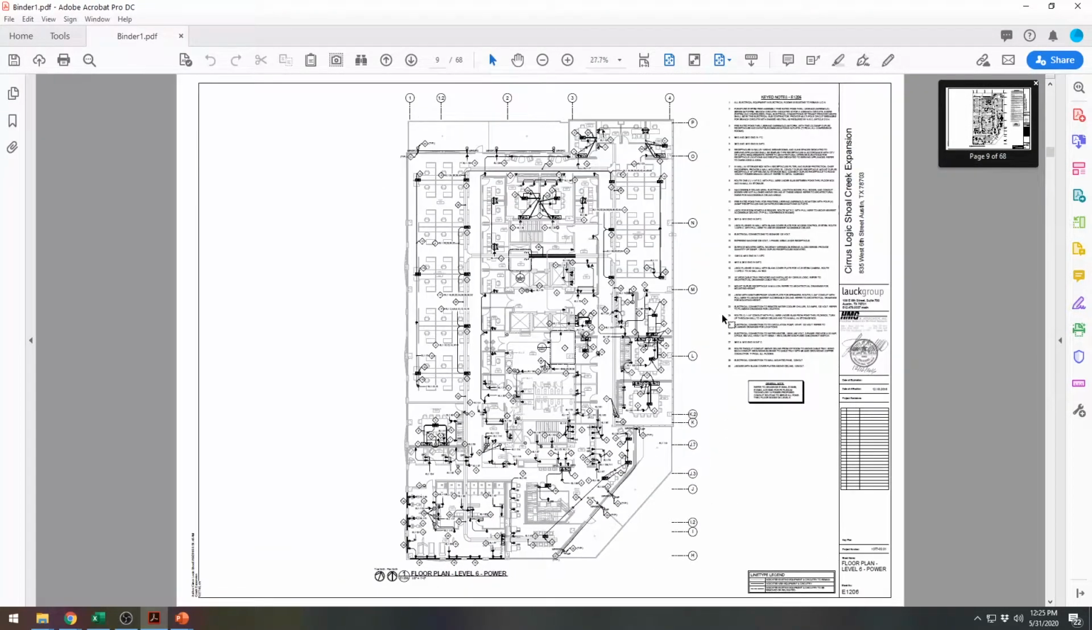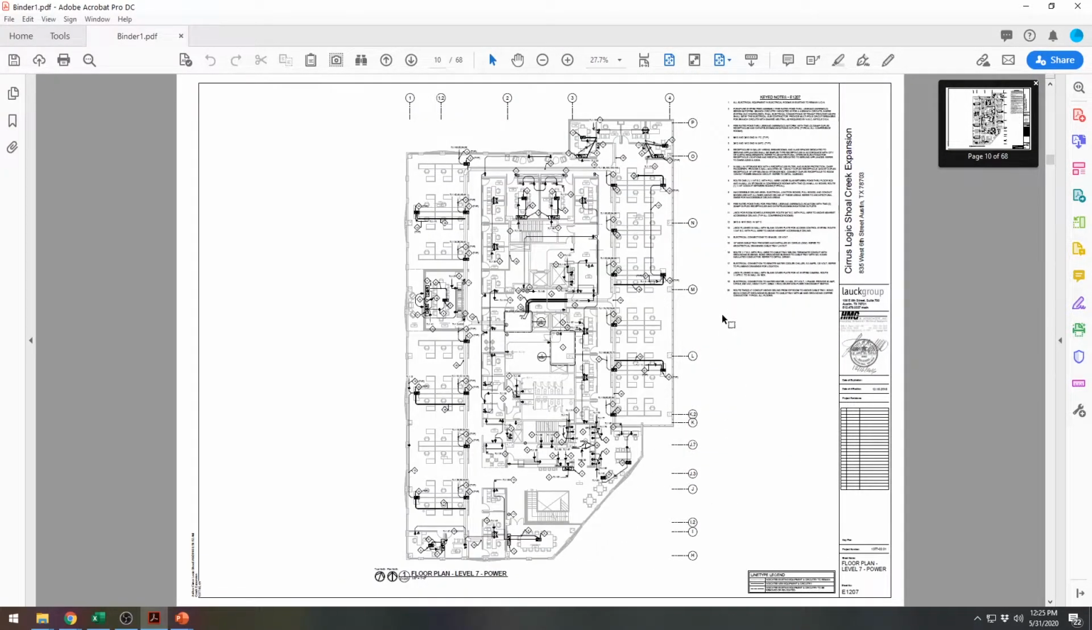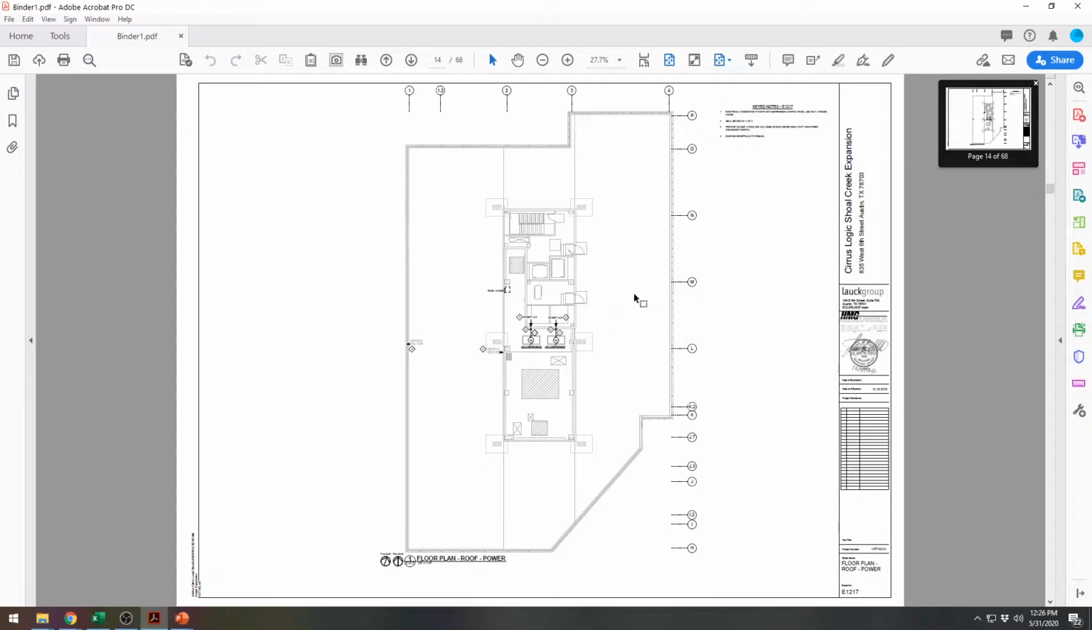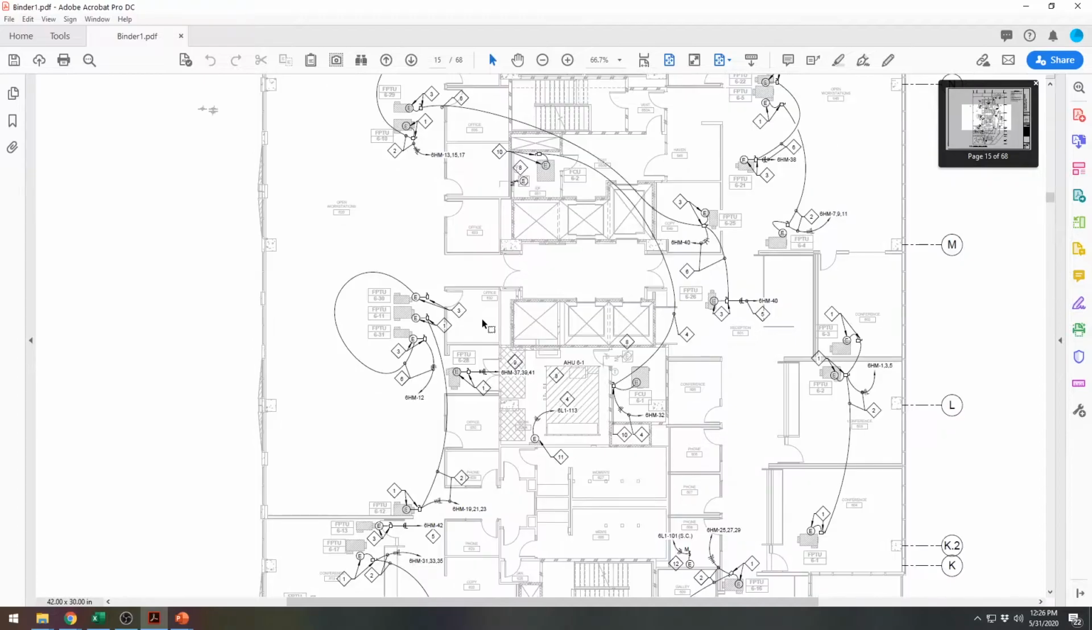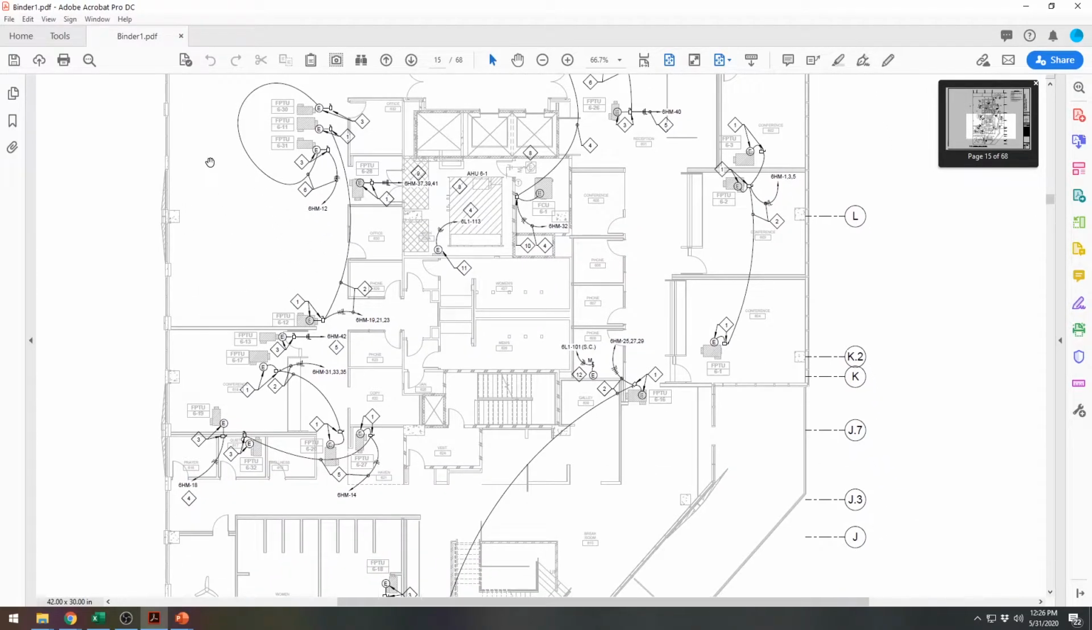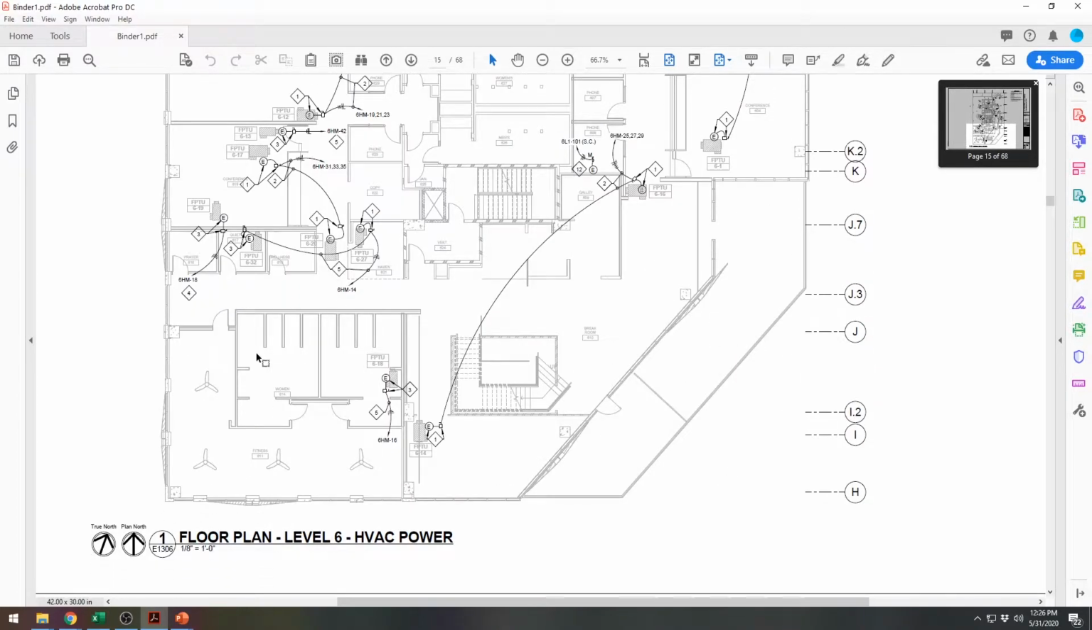So this is level 6, 7, like I said, so it's 10 floors. And then on this job, we had HVAC power. So this is just powering the mechanical units, the air conditioning and heating units. Like I said earlier, depending on the density of the floor plan, if the power was very light, sometimes we'll show the HVAC power on the same sheet. It's all about legibility.